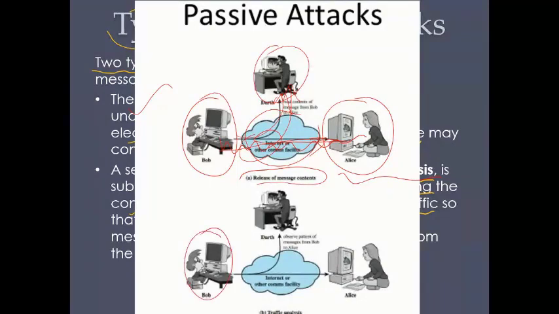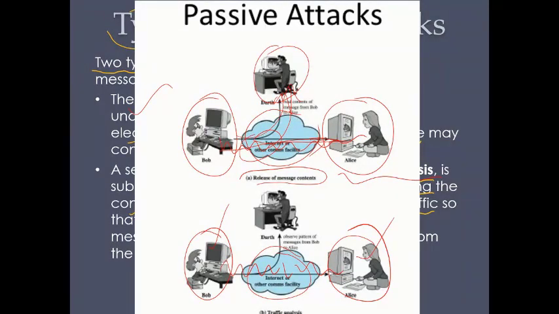Let's say the user is sending some message to a friend. This is the sender and this is the receiver. In the meantime, using the internet, the hacker is trying to observe the message from the sender to the receiver using the traffic. That's all.